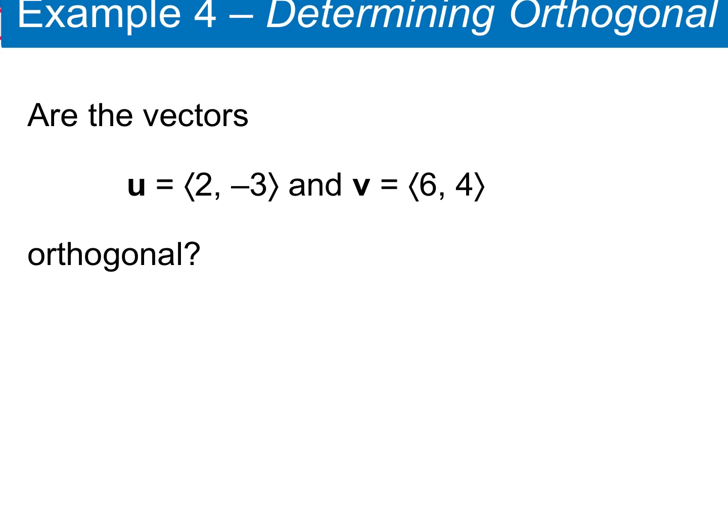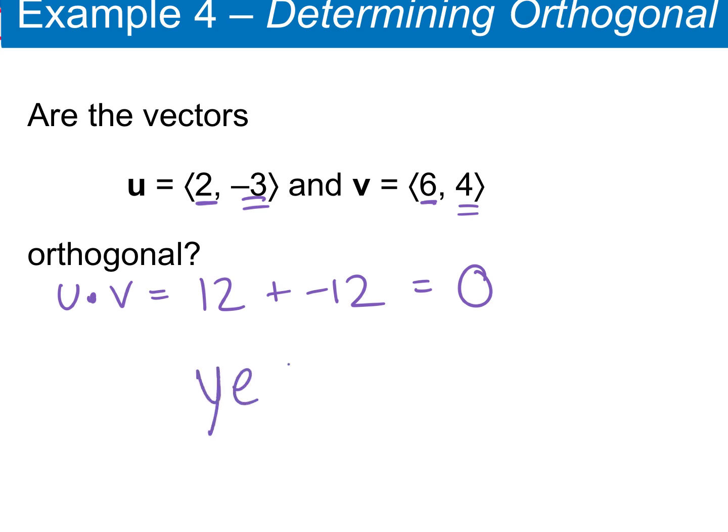So example 4, are the vectors orthogonal? So what do we need to do? Take the dot product. Perfect. So we got to take the dot product of u and v. How do I find the dot product? First times the first, so 12, plus the second times the second, the last times the last. So 12 plus negative 12 is 0. So are they orthogonal? Yes.